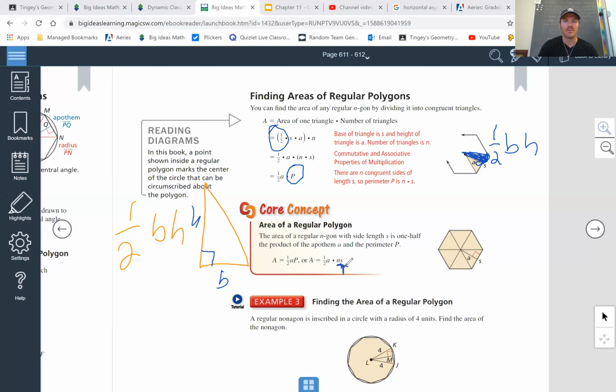My fingers are not moving very well on this thing. There you go. NS. N, number of triangles.